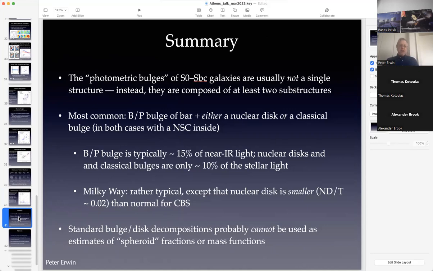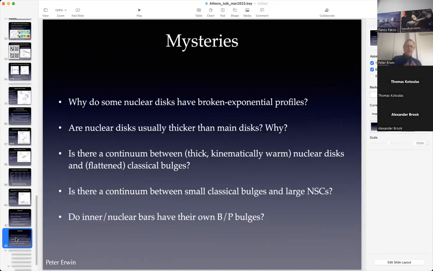Now, I didn't mention the Milky Way, but this actually shows the Milky Way is pretty typical. It has a BP bulge, it has a nuclear star cluster, and it seems to have a nuclear stellar disk, although it's on the small side. It's only about 2% of the total light. And we don't know if it has a classical bulge at all. And finally, standard bulge decompositions cannot be used to estimate spheroid fractions or mass functions. And I'll leave you with some mysteries.